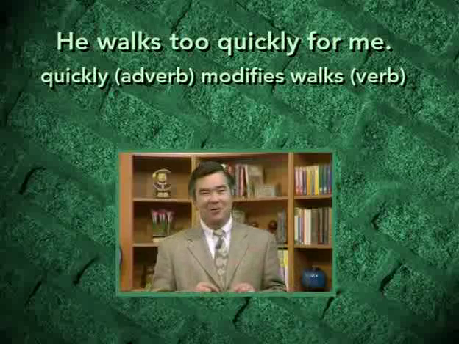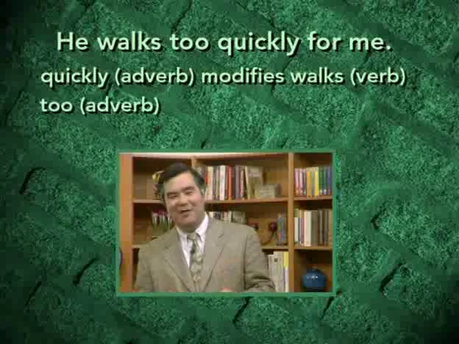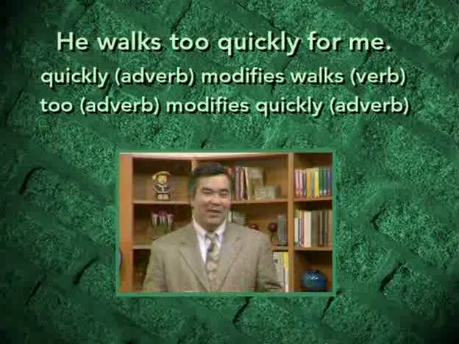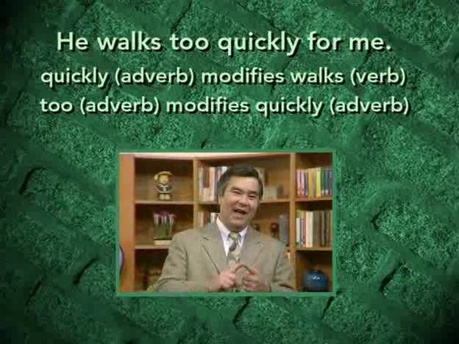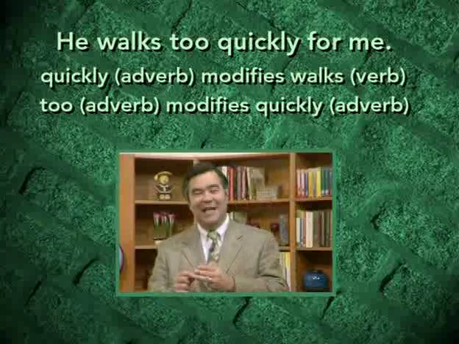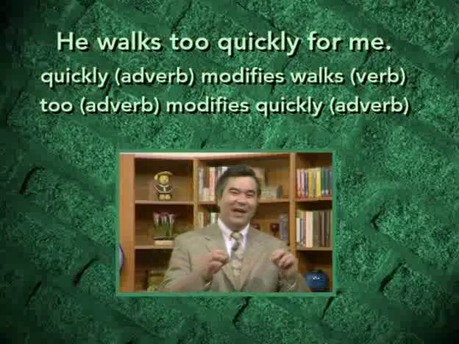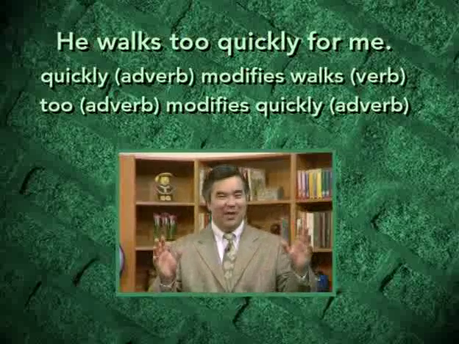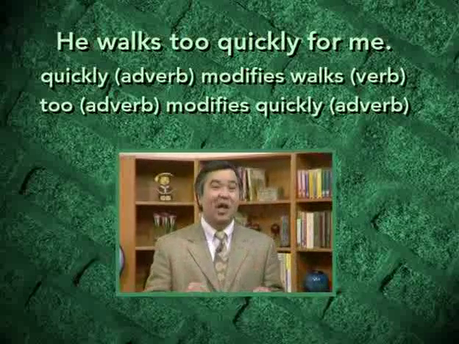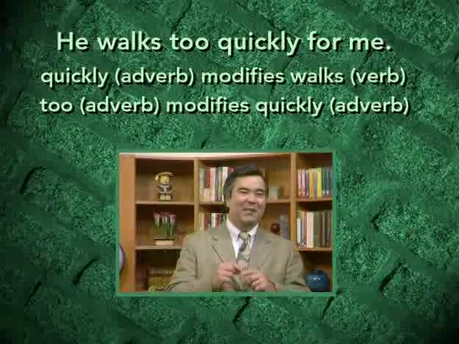Now what about the word too? He walks too quickly. What part of speech is too? Well, too is another adverb, and in this case, too is modifying the adverb quickly. Remember we said that an adverb can modify a verb, it can modify an adjective, or it can modify another adverb. This is an example of an adverb modifying another adverb. Quickly is an adverb modifying the verb walks. It tells us how he walks quickly. The adverb too modifies the adverb quickly. It tells us how quickly he walks, too quickly. So, as we've seen in these examples, an adverb can modify a verb, it can modify an adjective, or it can modify another adverb.